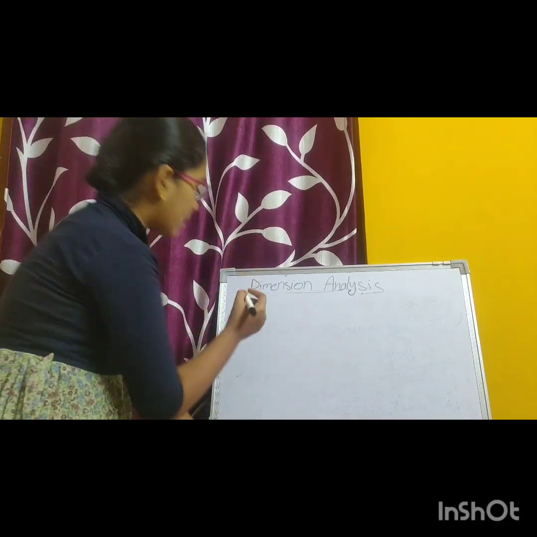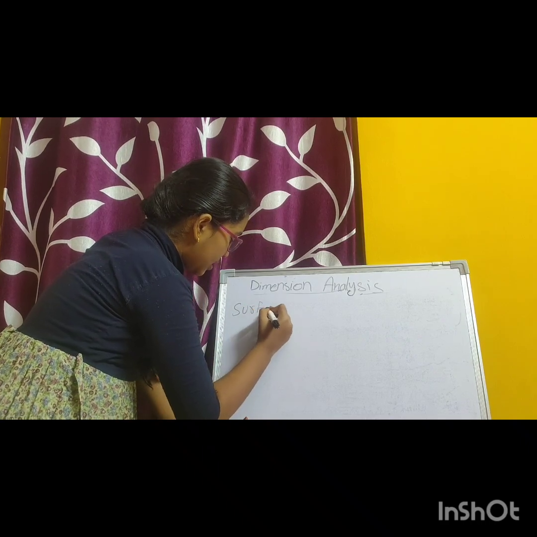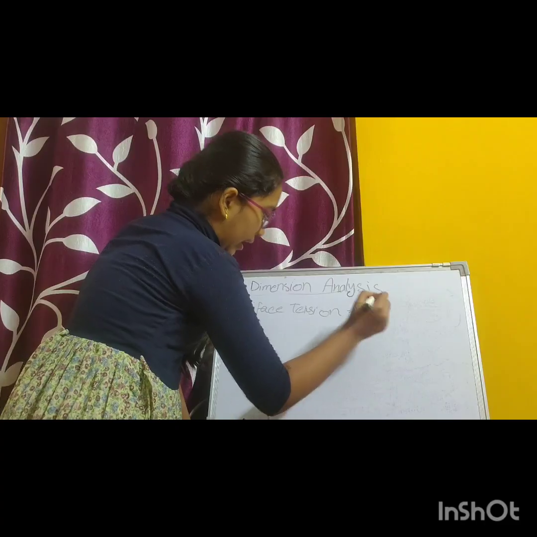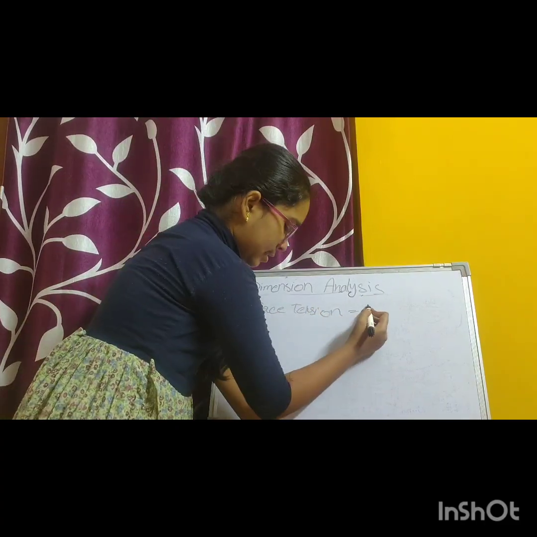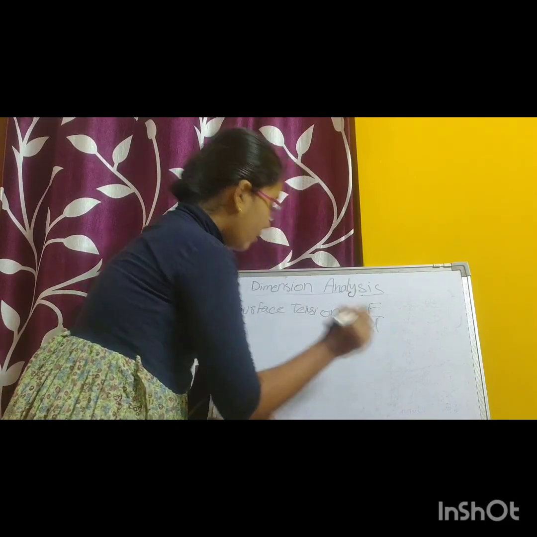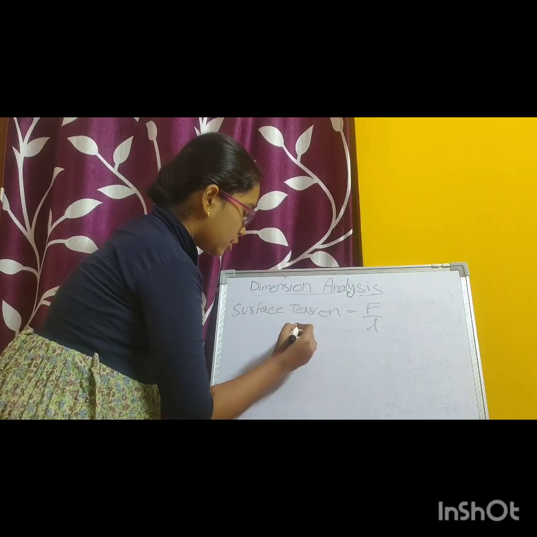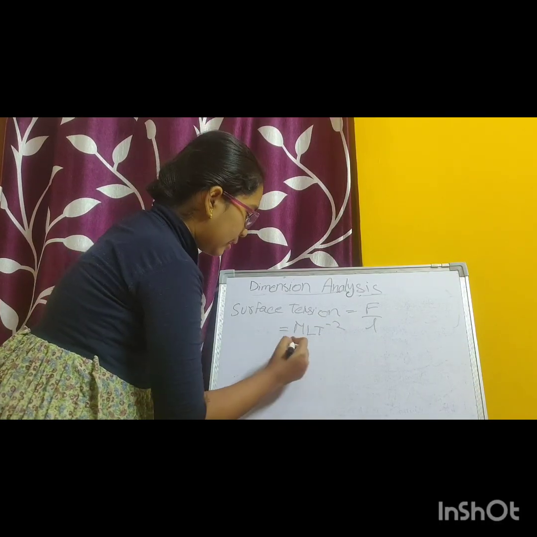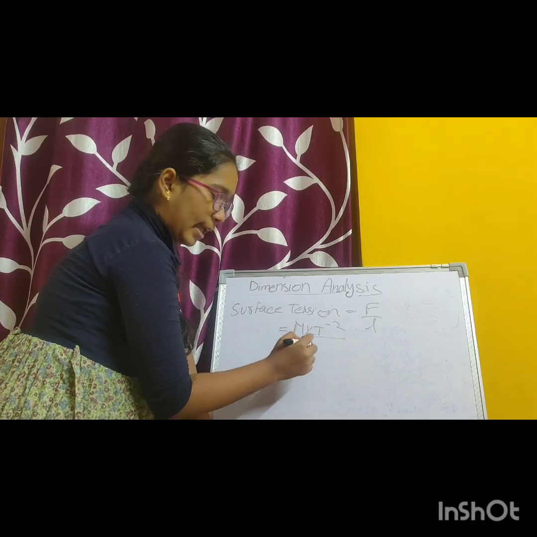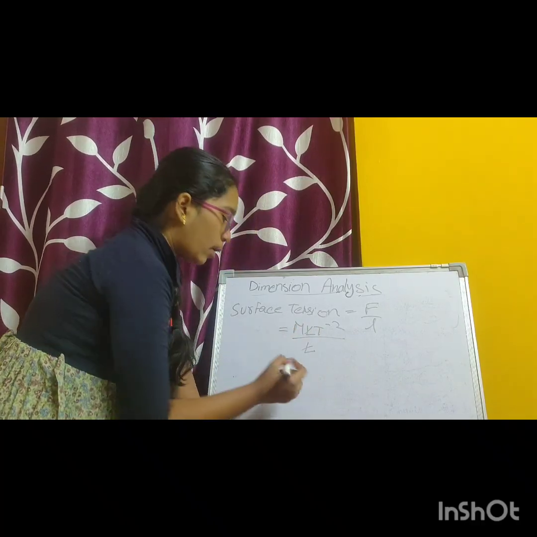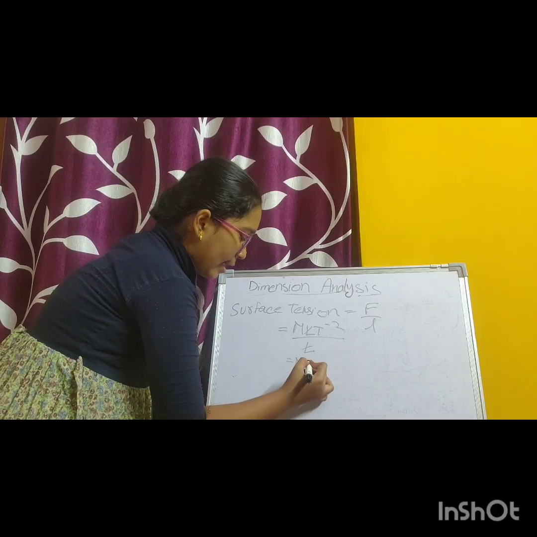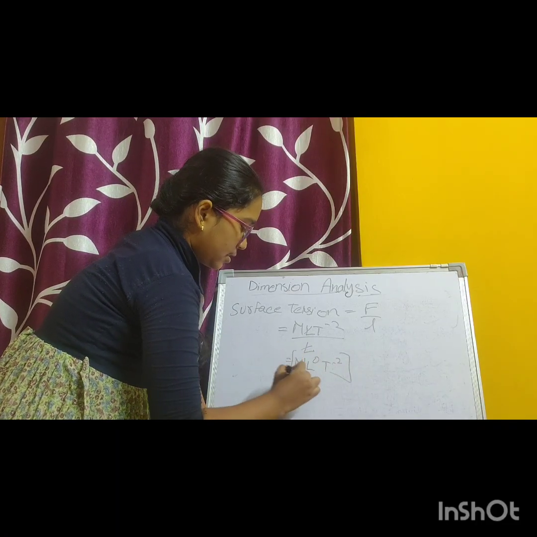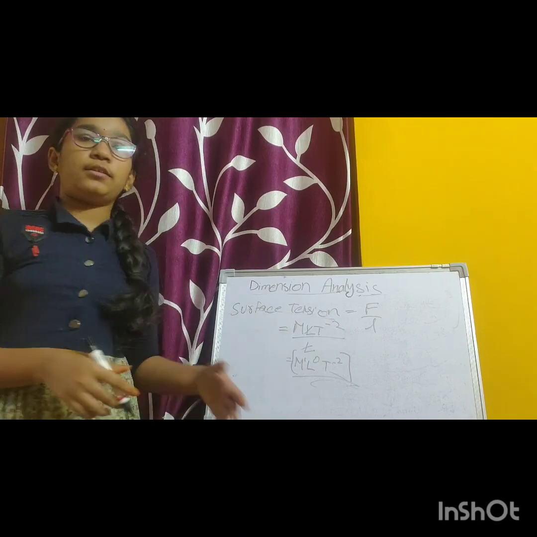Now let's know about surface tension, whose formula is F by L. We know that F has dimensional formula M L T power minus 2, and L we can write as L. Here L and L get cancelled and the dimensional formula will be M power 1, L power 0, T power minus 2. This is the dimensional formula of surface tension.